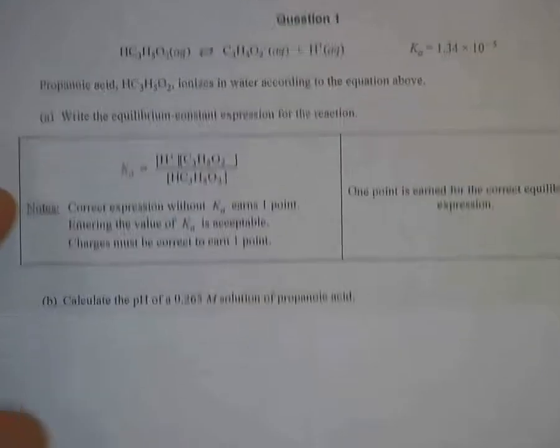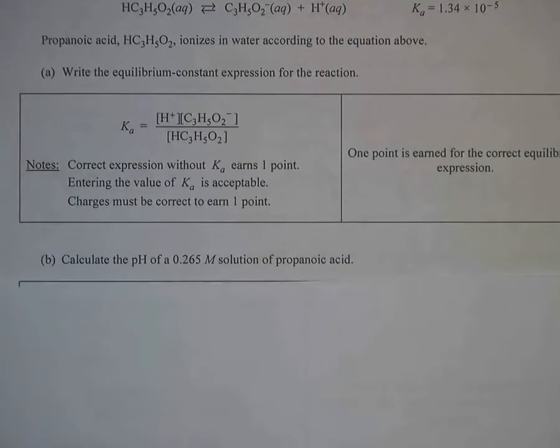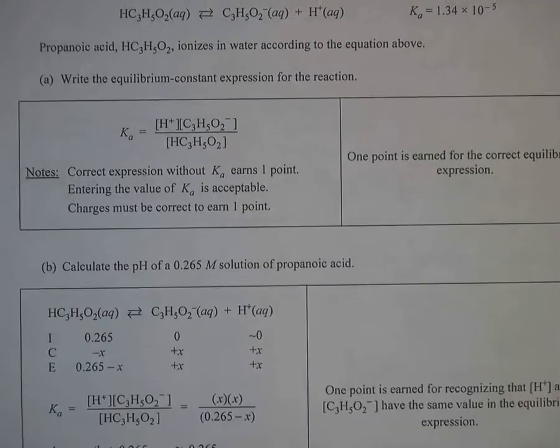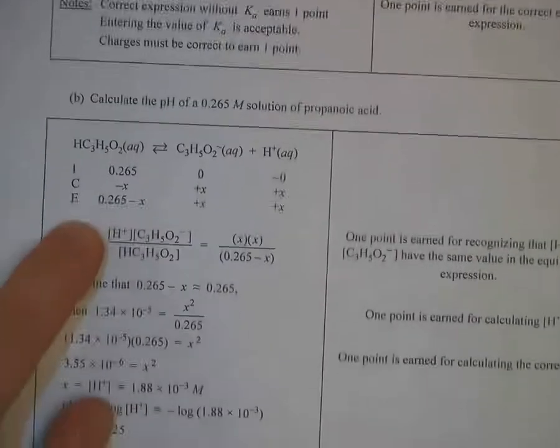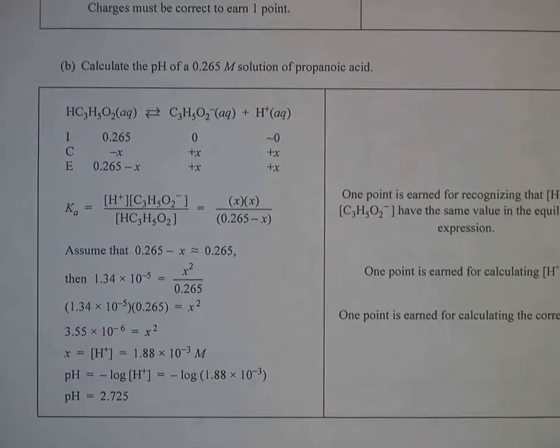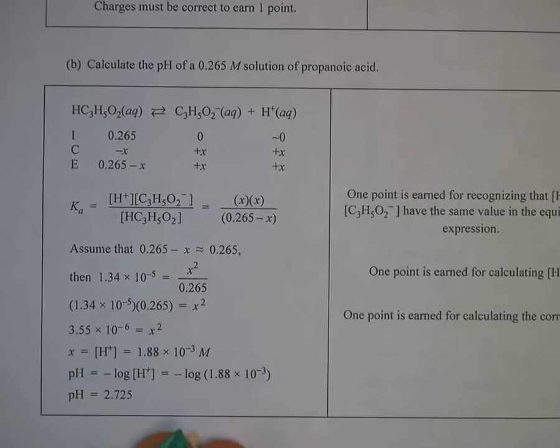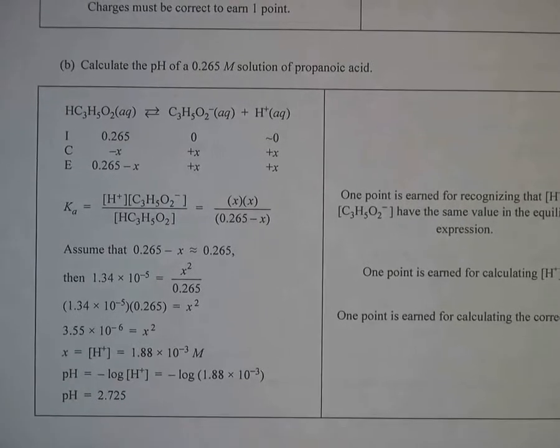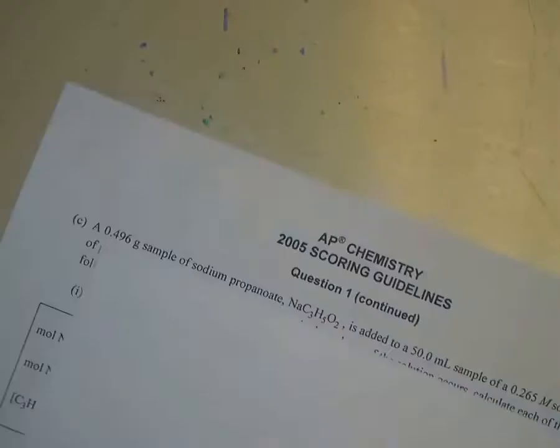Then calculate the pH of 0.25 molar solution of propanoic acid. So here's lose X, gain X, gain X. We've got a nice ICE table here. It ends up being a pH of 2.725. This is chapter 16 material right here. If you're struggling with this, go back and watch that video for a second. You can try this problem on your own. The back side, though, is the fun part.